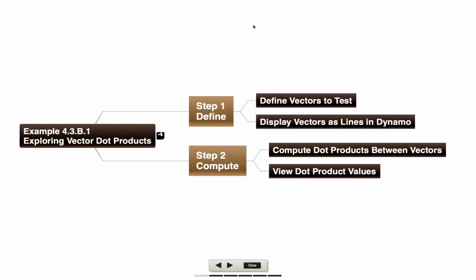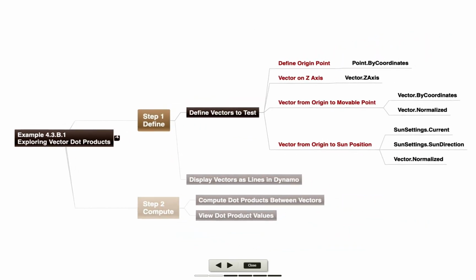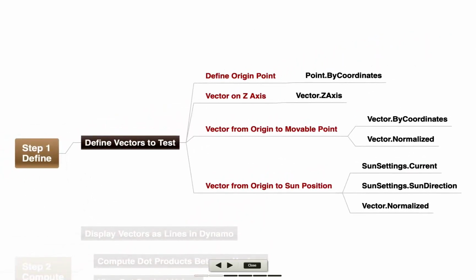For our first step in this example, we're going to define some vectors to test and actually display those vectors as lines in Dynamo. To define the vectors that we're going to test, we're going to define an origin point using point by coordinates and set up a vector on the z-axis. There's a nice node, Vector.ZAxis, that'll help us do that. Then we're going to create a vector from the origin to some movable point.